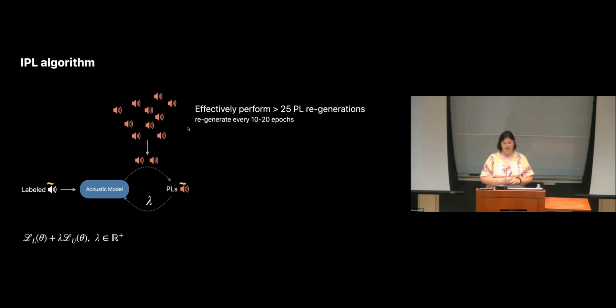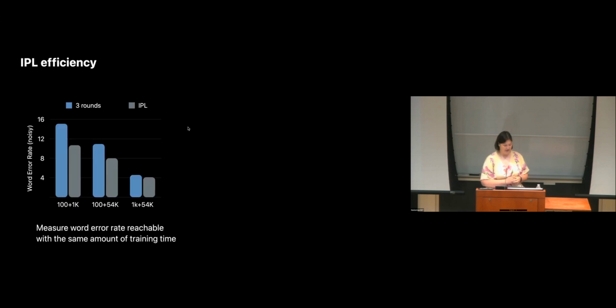So effectively, you can compute how many iterations we can do now, and effectively we were doing more than 25 pseudo label regenerations every 10-20 epochs, and this way we actually get better results. Okay, so now in terms of efficiency, this is the graph showing you what word error rate you can reach for the same amount of training time. You can think that you fix a compute budget and now see what word error rate you can reach. So with our new version of the pseudo labeling, we can get better word error rate.